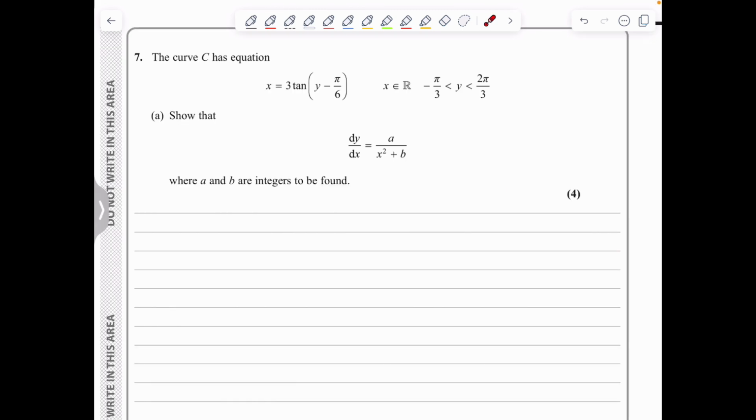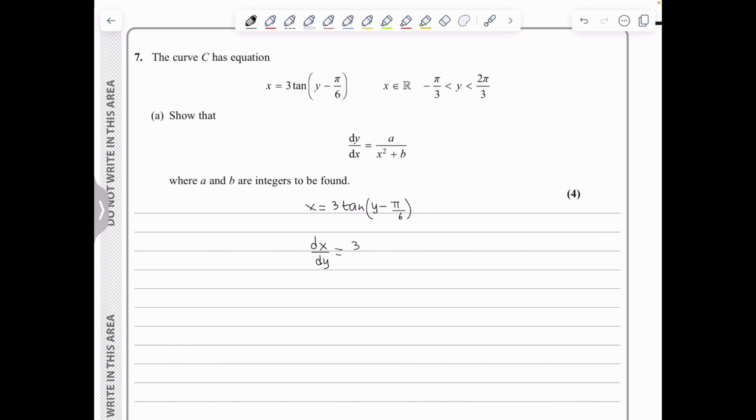In question 7, we've got the curve C defined to be x is 3 tan of (y minus pi over 6), and we need to obtain an expression for the derivative with respect to x in the given form, with a and b being integers to be found. So starting with the expression for x, we can see that dx/dy will be 3 times the derivative of tan (y minus pi over 6).